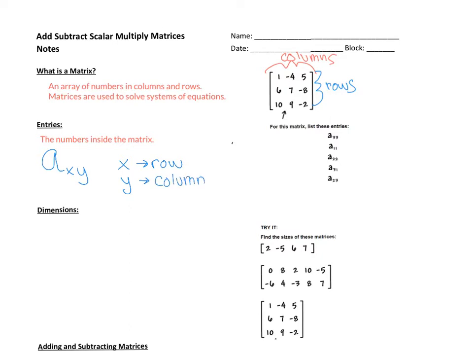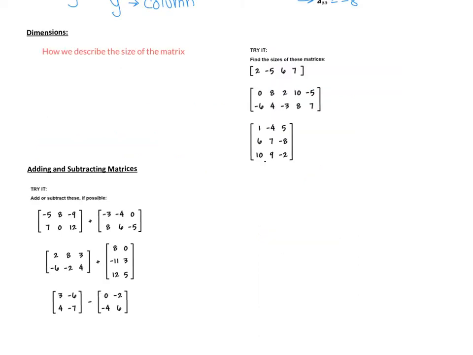So, for example, I'm going to look down at this fourth example, A31. This is asking me what entry is in row 3, column 1. So if I go to row 3 and I go to column 1, that would be 10. In the second example, if I go to row 2, column 3, that would be -8. So we describe matrices by talking about their position.